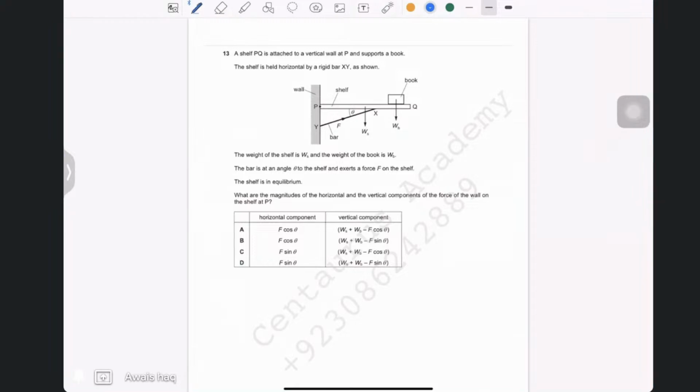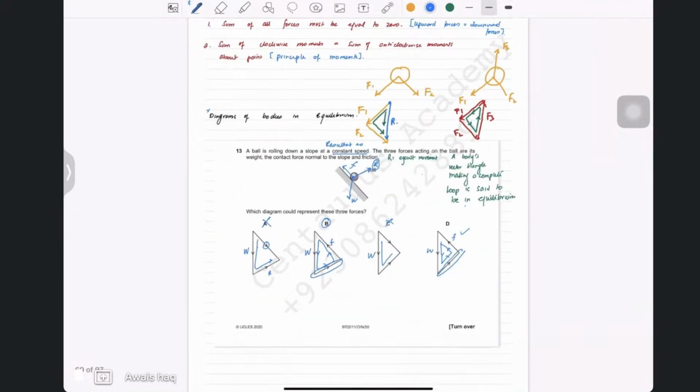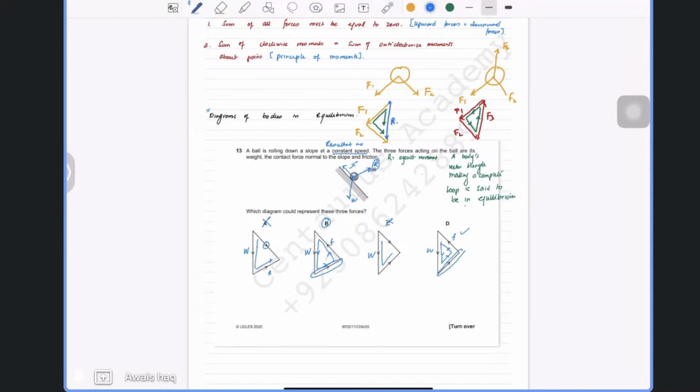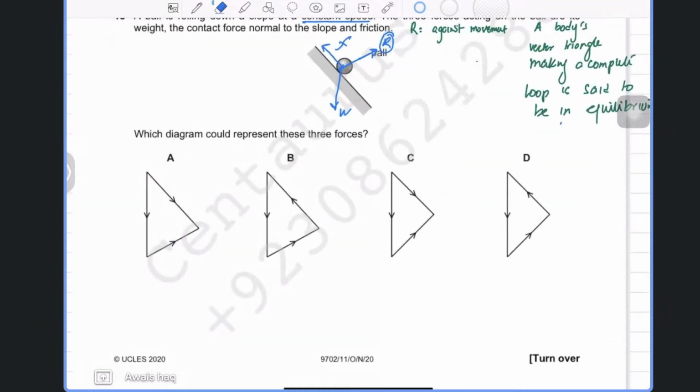Sir, could you please explain the previous question again? Okay. Basically, the first thing you should always understand is that you need to look at the diagrams and see which diagrams have closed loops or complete loops. For this one, this doesn't make a complete loop because these two forces are against each other. Do you understand?